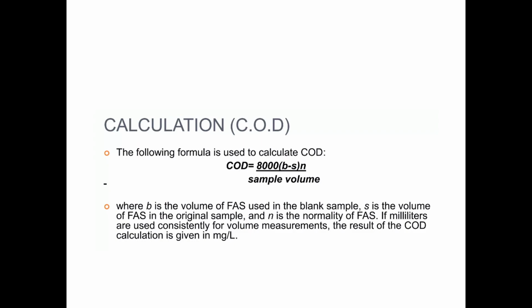So we can measure it by calculation: COD equals 8000 times (B minus S) times N, divided by the sample volume. B is the volume of FAS used in the blank sample, S is the volume of FAS used in the sample, and N is the normality. Okay, so the result we get is in milligram per liter.